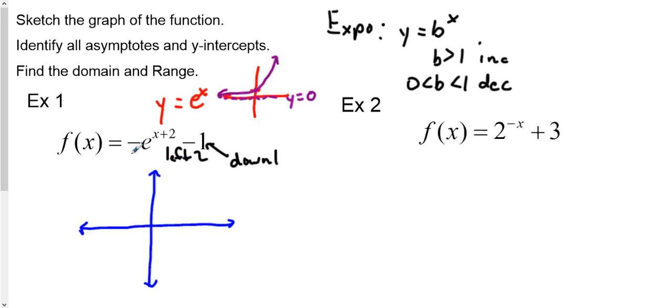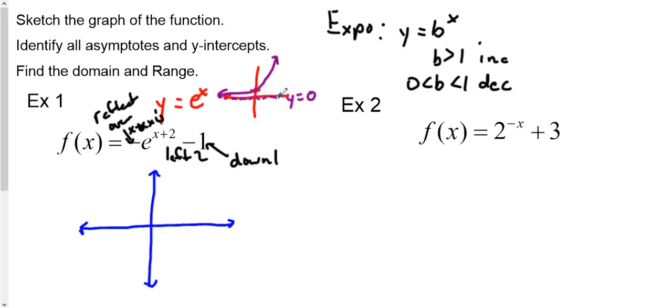We also are reflecting. This negative on the outside is a reflection over the x-axis. Did I spell that right? All right, x-axis. So what we're going to do is sketch this graph by doing those transformations.